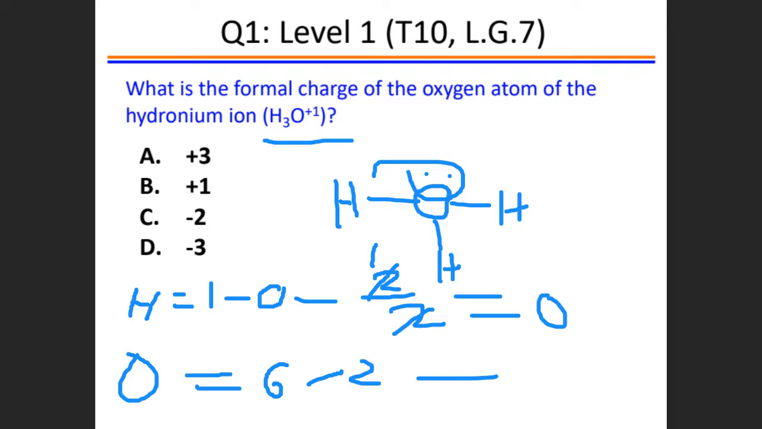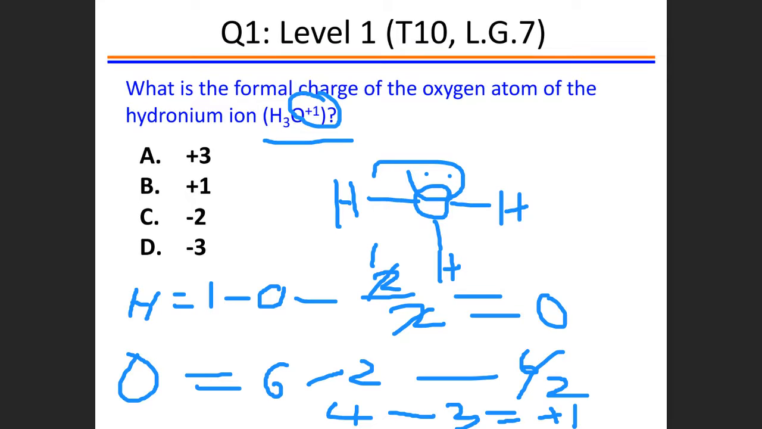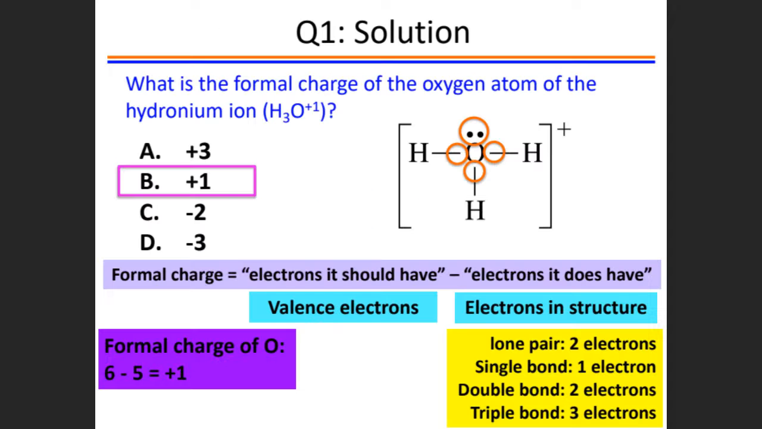We have the bonding electrons 2, 2, 2, 6 divided by 2. So then it comes 4 minus 3 equal to plus 1. So now you got it, how the charge comes. This is how we have to calculate the formal charge. So this is the answer for that. Here the lone pair electron means the, here we go.